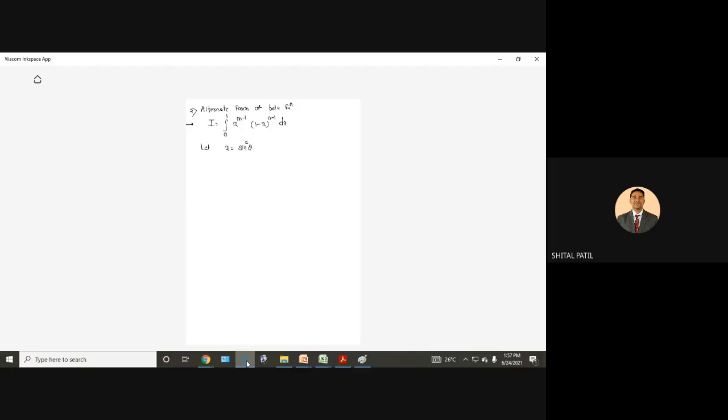x equal to sine square theta. Yes, tell me what will be 1 minus x? 1 minus sine square theta is cos square theta. So the integral will become: x replaced by sin square theta and 1 minus x replaced by cos square theta, like this. Find dx.